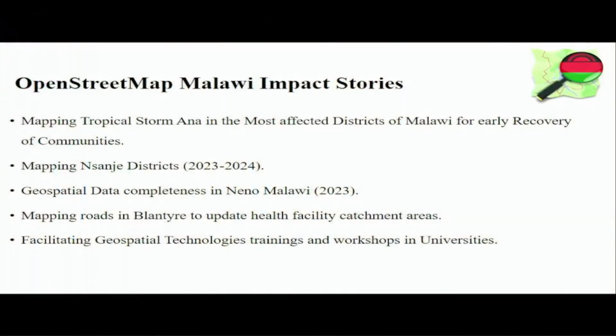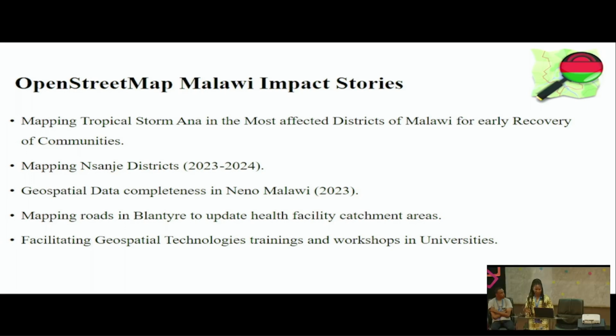So Malawi was hit by Tropical Storm Ana and Cyclone Freddy in the southern part of Malawi. So we had funding to do a project whereby we wanted to assess early recovery for the communities to see how they can recover from the disasters that hit their areas. We also had a project where we were mapping Nsanje, which is another district that was also affected by Cyclone Freddy in the same southern part of Malawi. We also had another project whereby we were mapping Neno, which is also another part of southern region of Malawi, where we are mapping the area for data completeness.